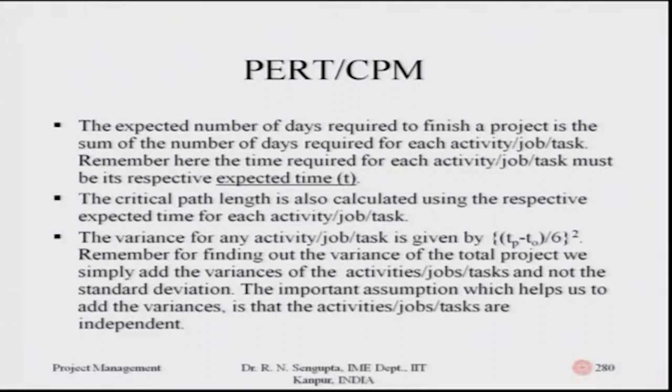Remember, for finding the variance of the total project, and this point is important, I am going to read it again: we simply add the variances of the activities. Do not add the standard deviations; we add the variances of the activities and not the standard deviations. The important assumption which allows us to add the variances is that the activities and jobs are independent of each other. This is point number one for this third bullet point.